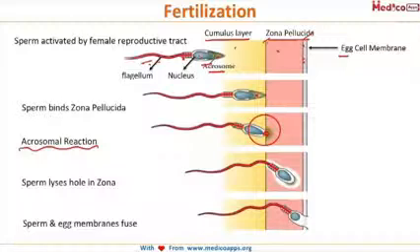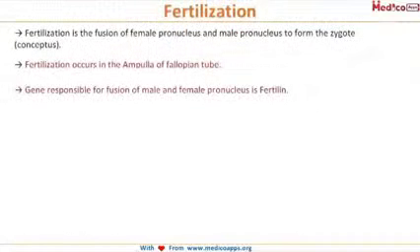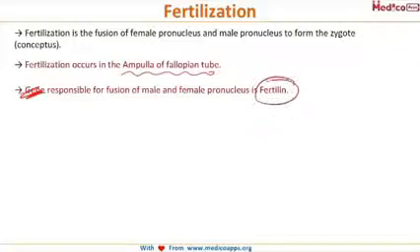Now, the actual process of fertilization occurs and there is fusion of the male and the female pronucleus to form the zygote. Remember, this fertilization causes the resumption of meiosis II that was suspended in the secondary oocyte, and this causes the release of the second polar body. Now, where does this fertilization occur? It is in the ampulla of the fallopian tube, and the factor responsible for this fusion of the male and female pronucleus is fertilin present on the sperm.